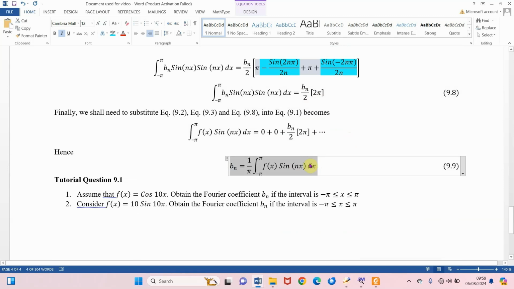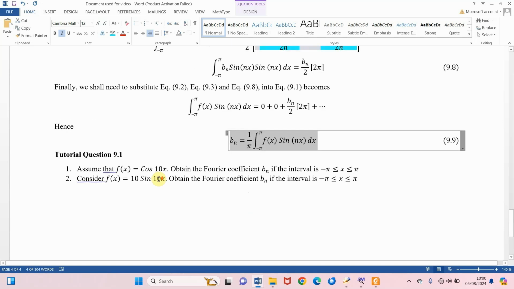So we're going to go back to our online class. Please take your time to do tutorial 9.1. Very simple. You just need to evaluate this integral 1 over pi, from minus pi to pi, and instead of f of x, you change it to cos 10x, then you do it, and you now see the beauty. Later on, we're going to continue this.